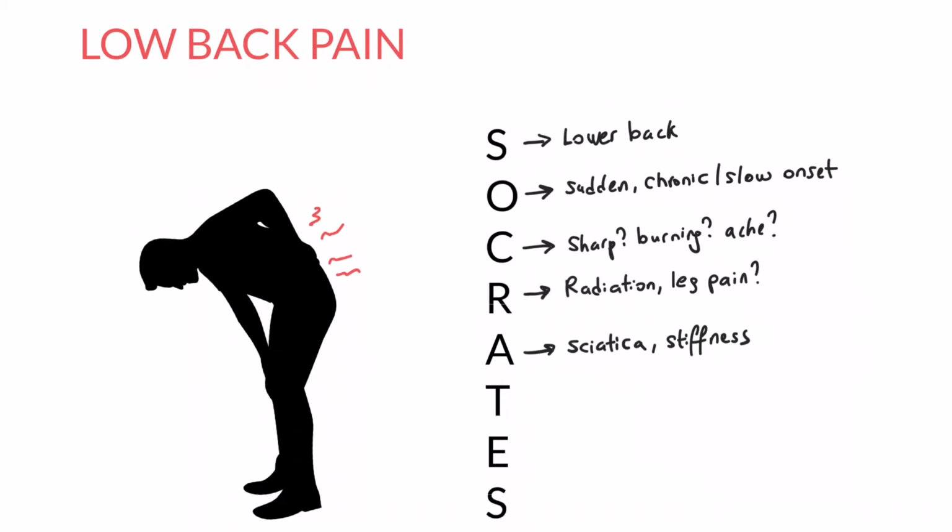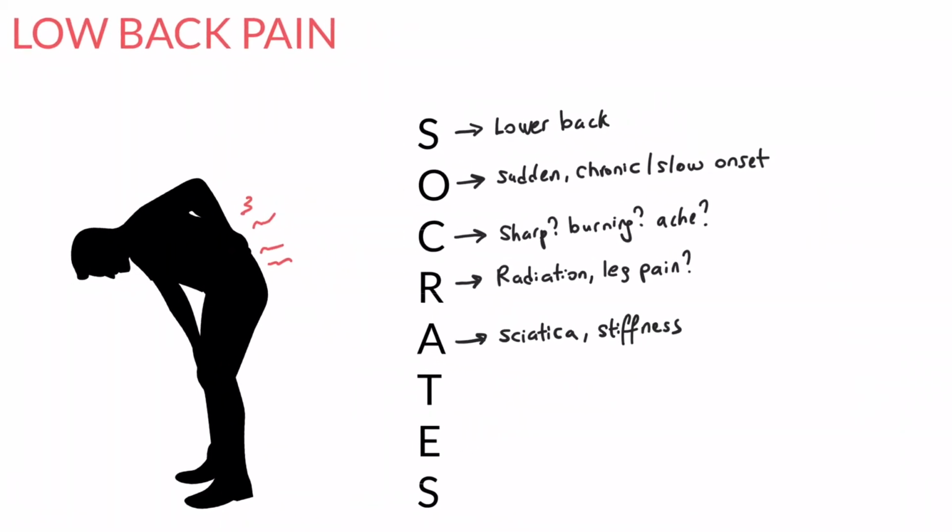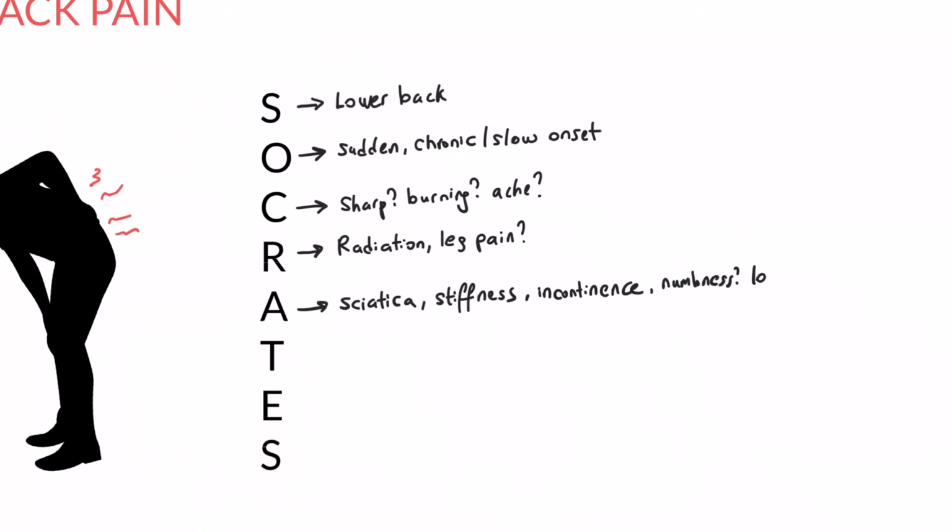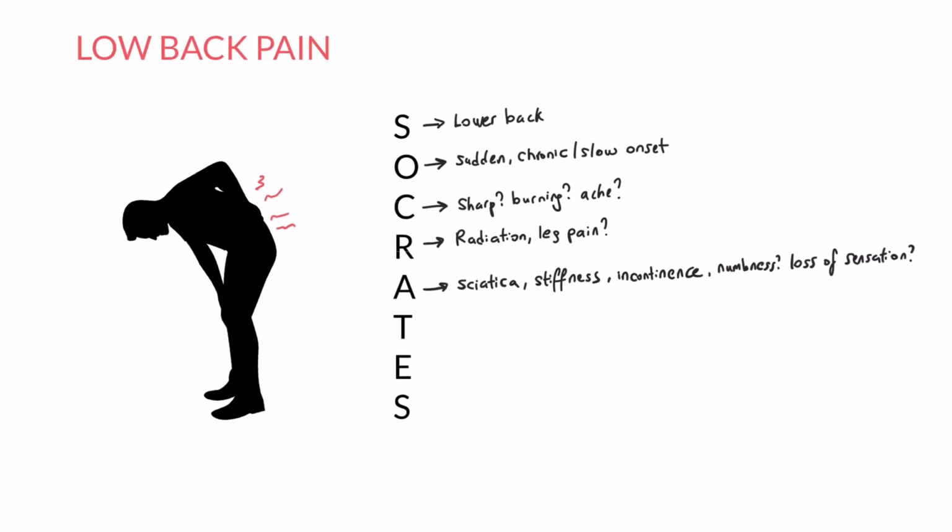Obviously you want to ask more specific questions, like about incontinence. That could be of feces or bladder. And neurological type symptoms, again, numbness, or let's add loss of sensation. Obviously, this is quite a detailed question, but it's important you ascertain if there's anything like that. But obviously, depending on how the station looks, you have to know what you're going to do.